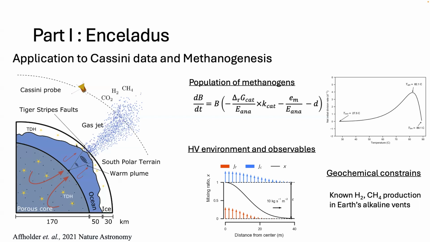So what we focus on instead is the rates of escape of the hydrogen and CH4. Assuming that the ocean is at steady state, whatever escapes in the plume is compensated by something that's produced inside. That's the assumption to build this observable.